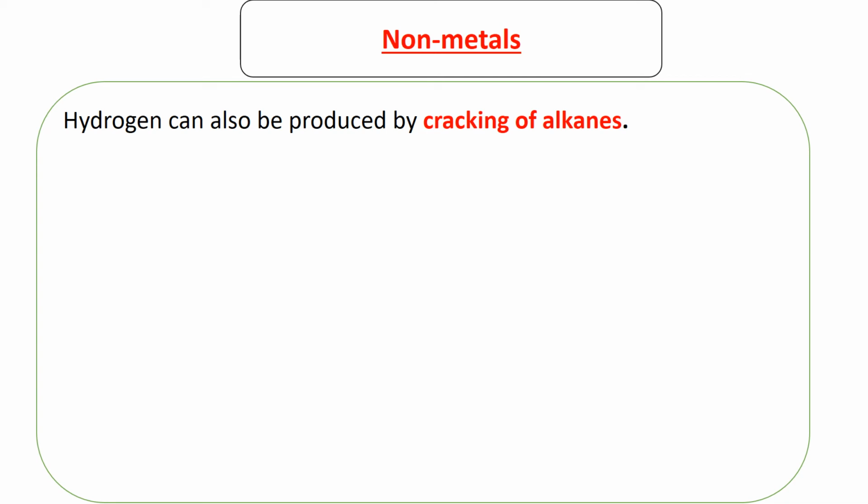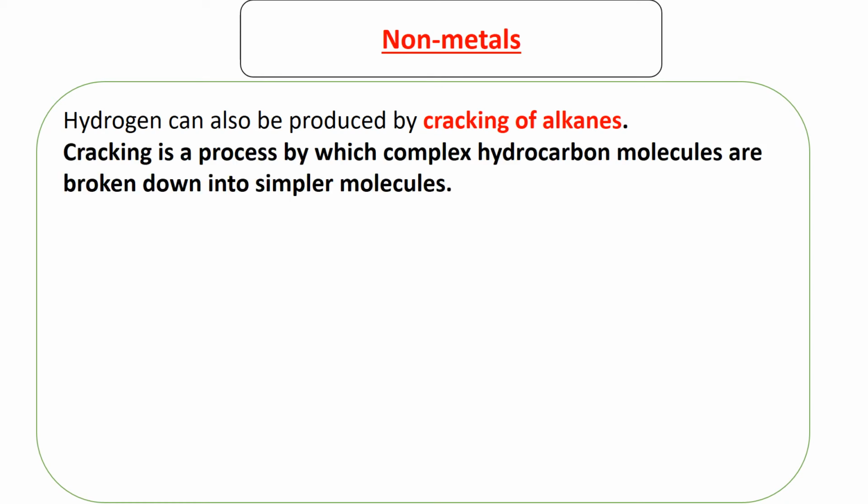Another method is what is called cracking of alkanes. So this touches a bit of organic chemistry, but no worries. Cracking is just a process by which complex hydrocarbon molecules are broken down into simpler molecules. So if we have a molecule made of carbon and hydrogen, which is so complex, it is broken down into simpler forms that are easy to comprehend or to follow. So that's what cracking is.